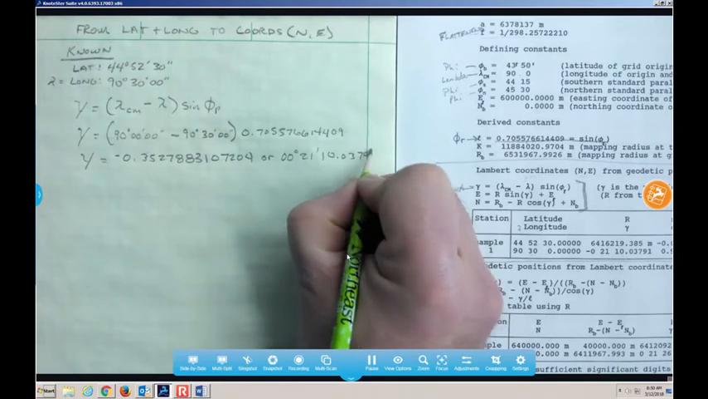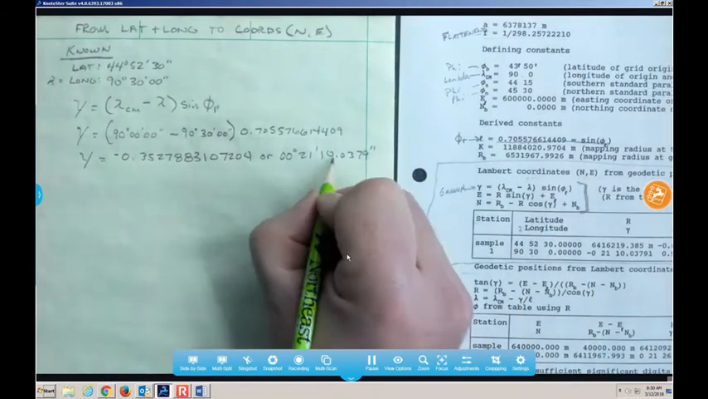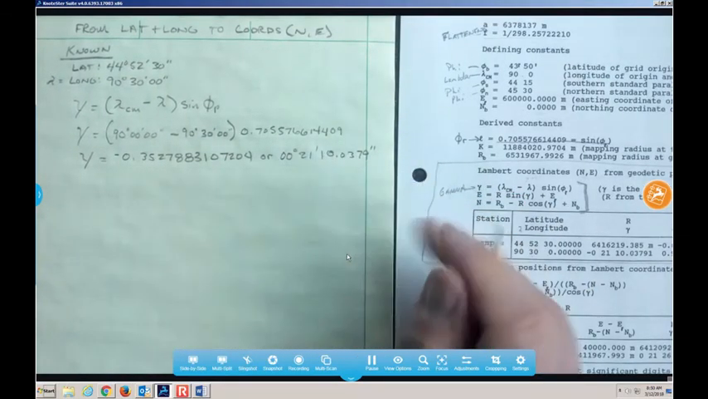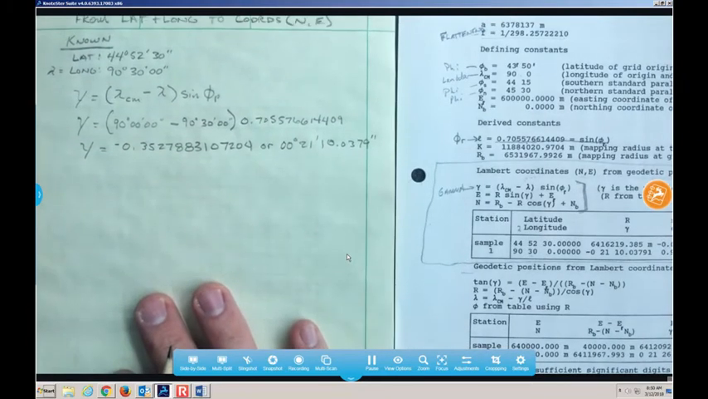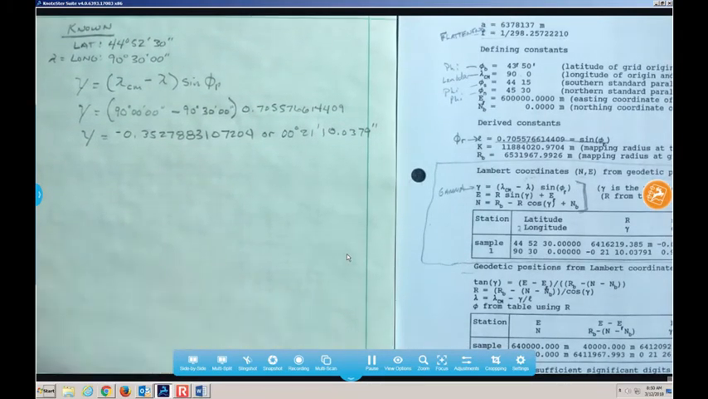10.0379. Okay. So that's what it is in degrees. But as we go through the calculations, we're going to use it in decimal degrees. All right. Okay, so we just figured out gamma.